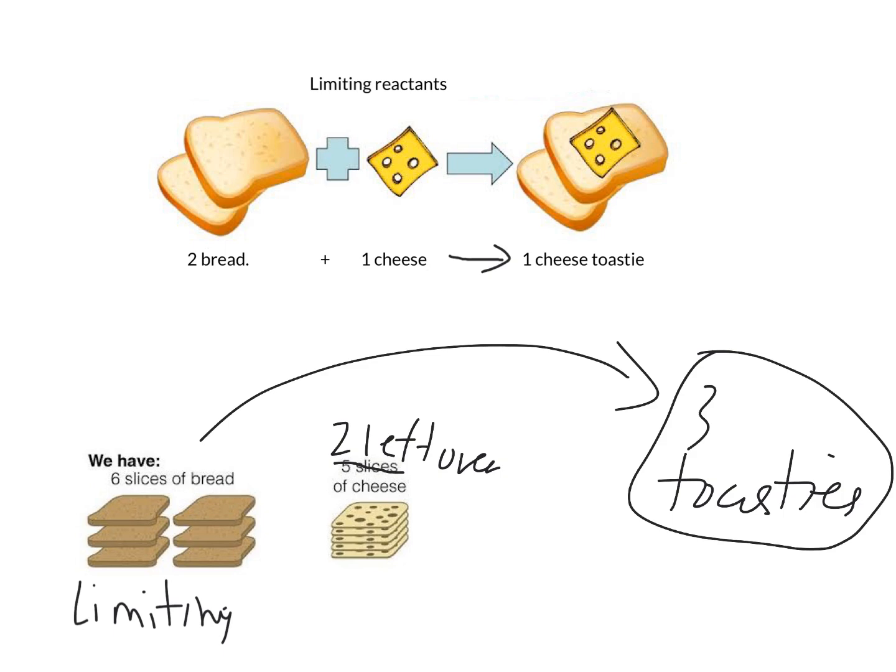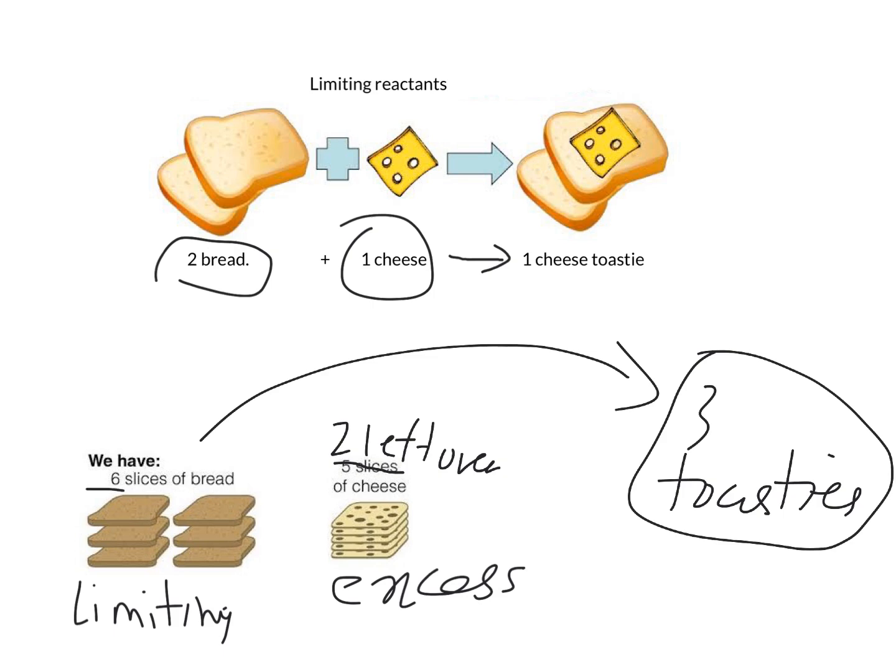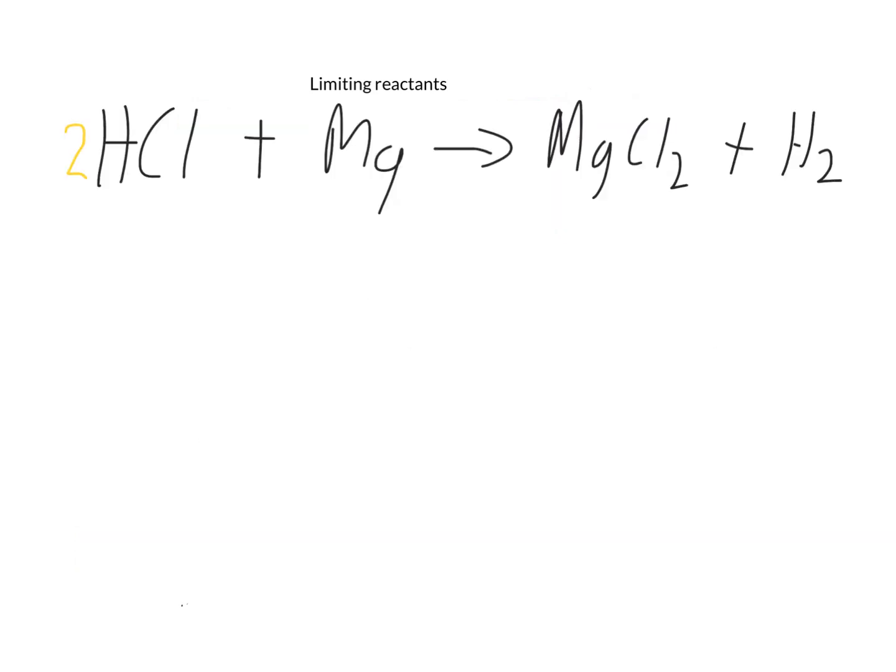The other ingredient though, the cheese in this case, is said to be in excess. In other words, we have more than what we need. We're not going to run out of it, we'll have some left over at the end. And the way to work out which one is limiting or which one is excess is our ratio up the top over here. We use that ratio and apply it to the numbers we actually have and determine which one is limiting and which one is excess.